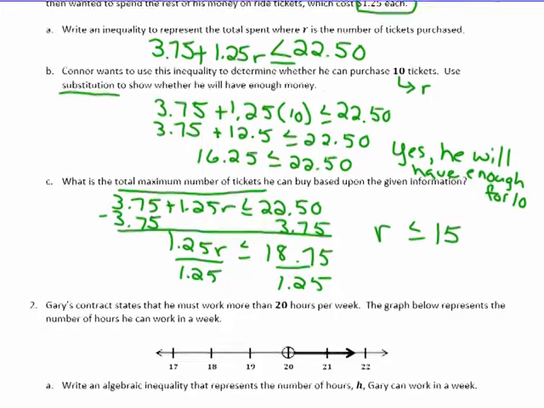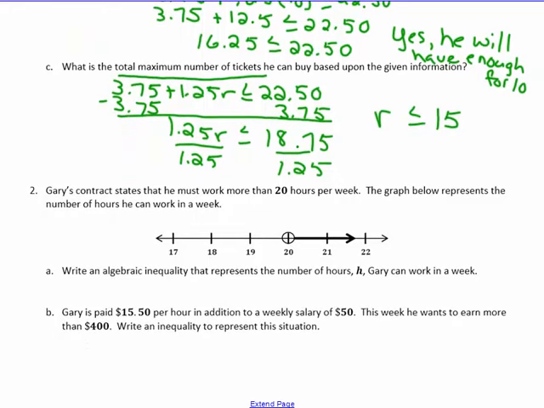All right, number 2. Gary's contract states that he must work more than 20 hours per week. The graph below represents the number of hours he can work in a week. So he can't work 20, he has to work more than 20. So that's why there's the open circle and arrow going to the right. Write an algebraic inequality that represents the number of hours H Gary can work in a week. So we've done this, H greater than 20.